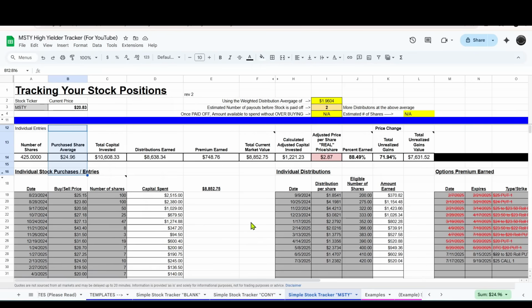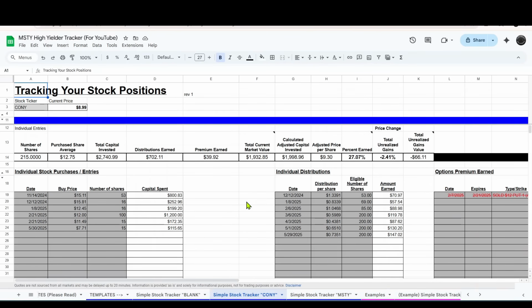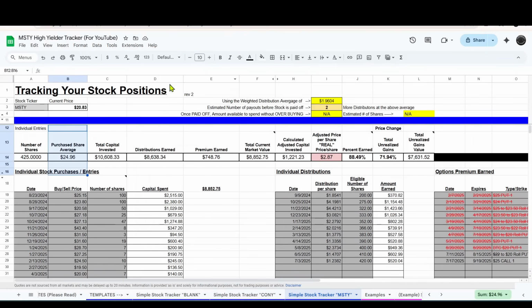And let's just quickly do the one for CONY. All right, so now we're looking at CONY here, and this one is an older one, right? I haven't actually updated this one, and I need to do that, and I will next time. But the numbers and everything are right. It's just using Rev 1. If you get the new spreadsheet, it will be the Rev 2 version, this one here, okay?